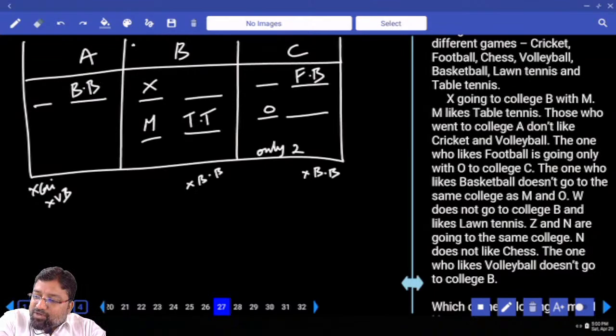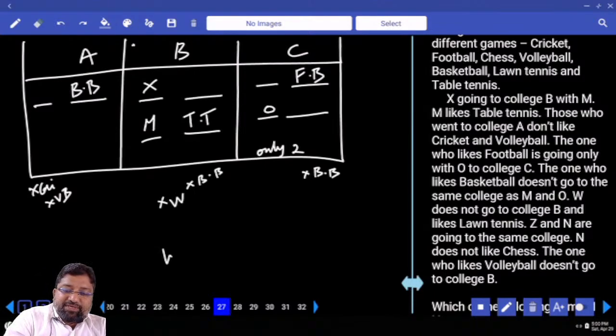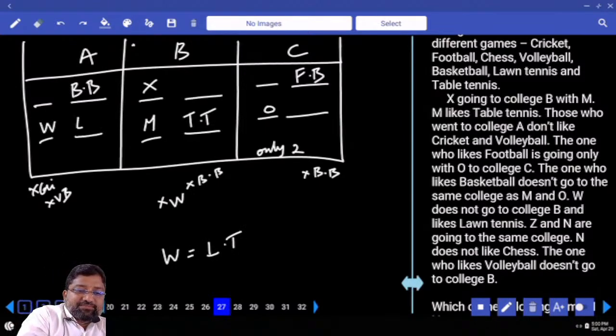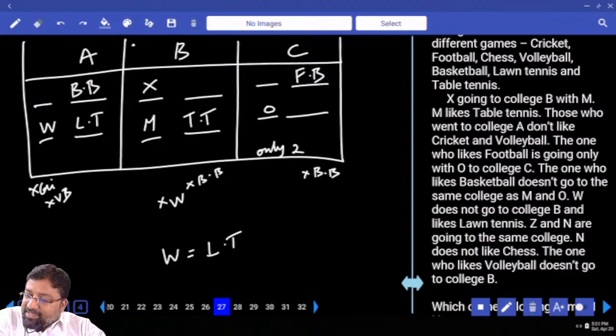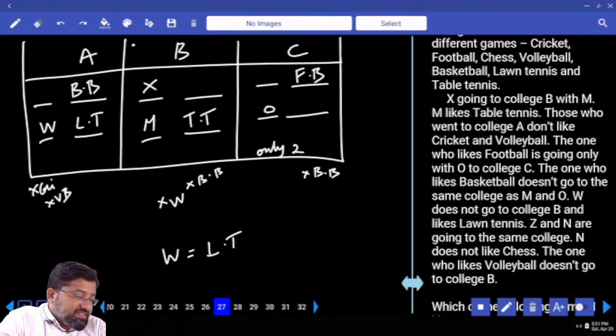W does not go to college B and likes lawn tennis. W does not go to college B. W likes lawn tennis. Right? Then can W go to college C? Only one person, because college C has only 2 students. W does not go to college B and likes lawn tennis. Z and N are going to the same college. Z and N are going to the same college. Can Z and N go to college C? No. Can Z and N go to college B? No. They have to go to college A.